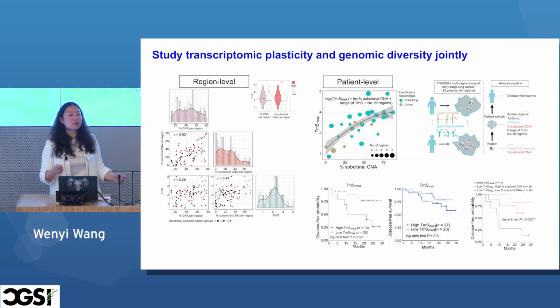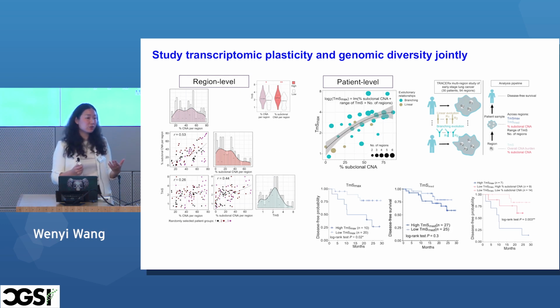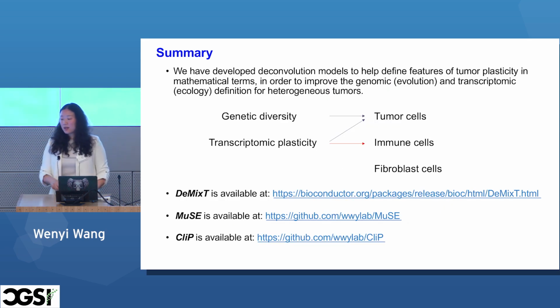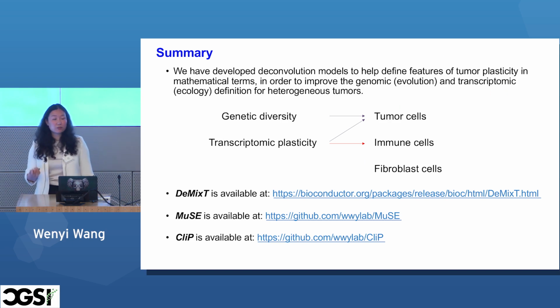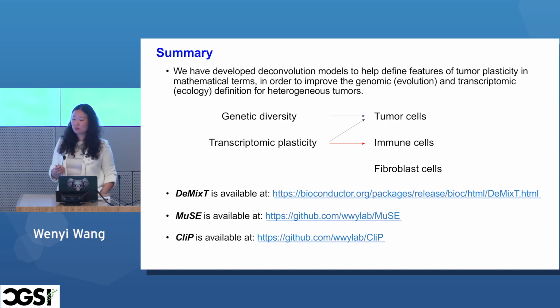Last, I'll end with closing the loop: with all of these deconvolution methods that we aim for efficiency and accuracy, now we have all the metrics that allow us to ask how transcriptomic plasticity and genomic diversity act together, in order to identify a better target for cancer treatment. To conclude, we have developed deconvolution models to help define features of tumor plasticity in mathematical terms in order to improve the genomic and transcriptomic definition for heterogeneous tumors. And all of the methods that I mentioned today are freely available online.